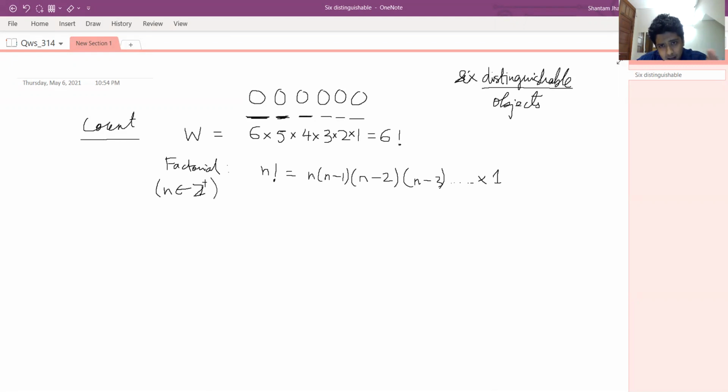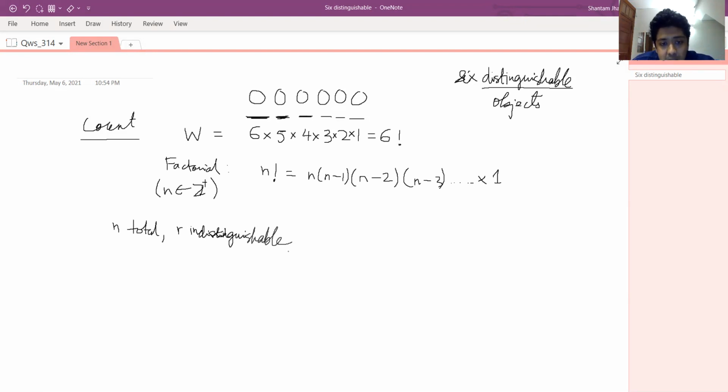But what if, within those n objects, so I've got n total for sure, there are indistinguishable ones? In other words, they look the same, okay? What if I have n total objects out of which r of them look the same? How do I modify my counting now?